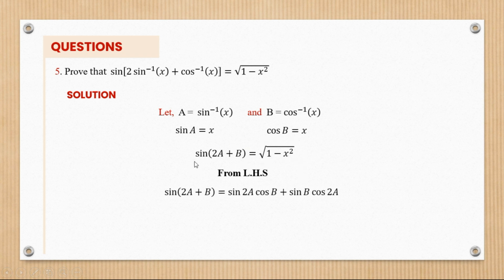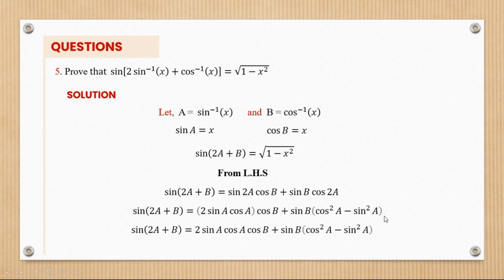So now when we look at the left hand side, we can actually expand it. So when we expand it, we have sine 2A cos B plus sine B cos 2A. But we know that sine of 2A is the same as 2 sine A cos A, because this is a double angle, and then this double angle cos 2A shall be cos squared A minus sine squared A. So now this is what we end up having. So multiply this in and we have 2 sine A cos B plus sine B times cos squared A minus sine squared A.